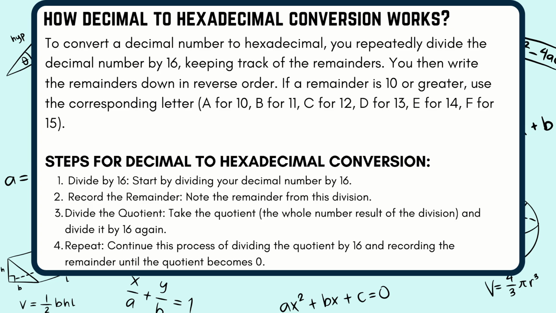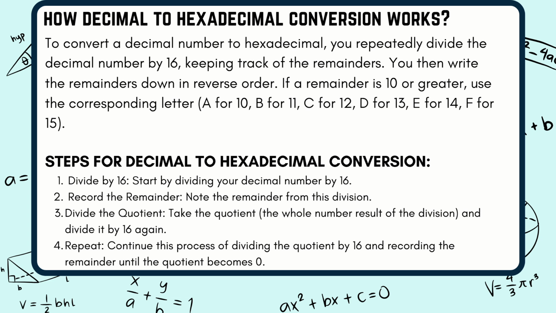So this time, let us define how decimal to hexadecimal conversion works. To convert a decimal number to hexadecimal, you repeatedly divide the decimal number by 16. Kanina, dinivide natin yung given decimal number by 8, and right now we will divide the decimal number by 16, keeping track of the remainders. You then write the remainders down in reverse order.